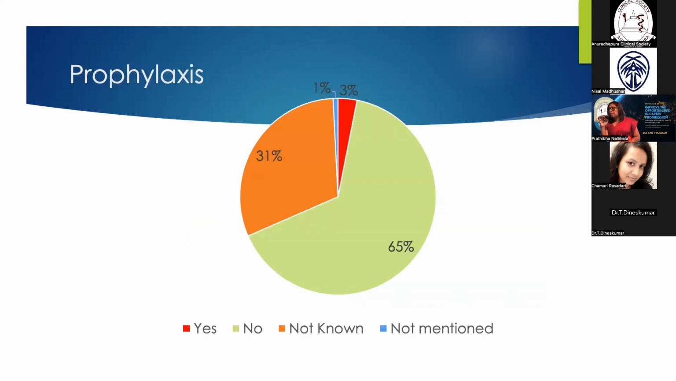The other important thing which all of you think about is the prophylaxis use. So they say 65% have not taken prophylaxis, and 3% have taken prophylaxis. Out of the people who were infected, out of the people that we gathered data from, 65% said they didn't take prophylaxis, 3% said they took prophylaxis, and there was 31% who said not known, like whether they took it or not. So we see in this picture, most of the people who have got the disease have not taken prophylaxis.